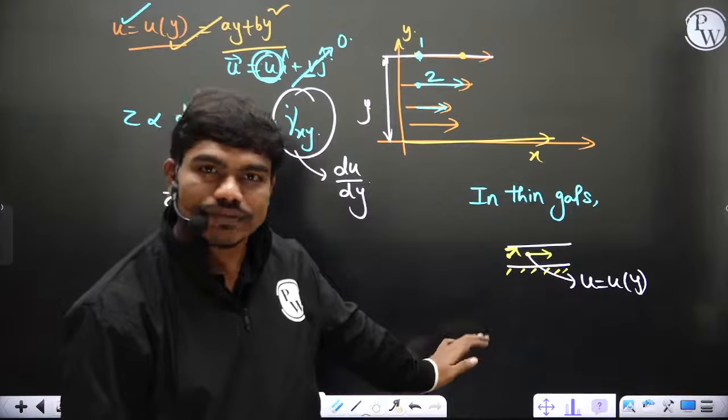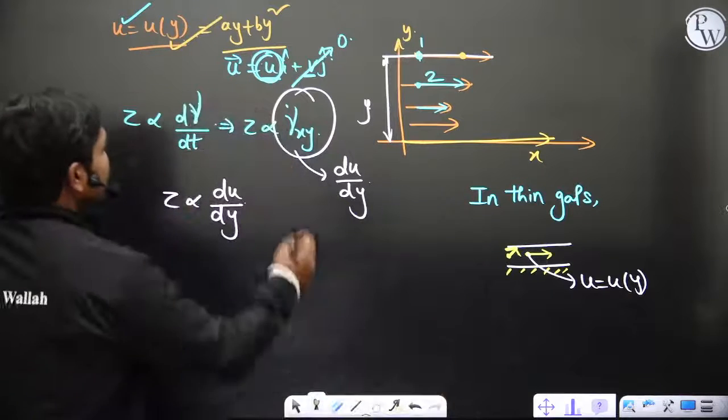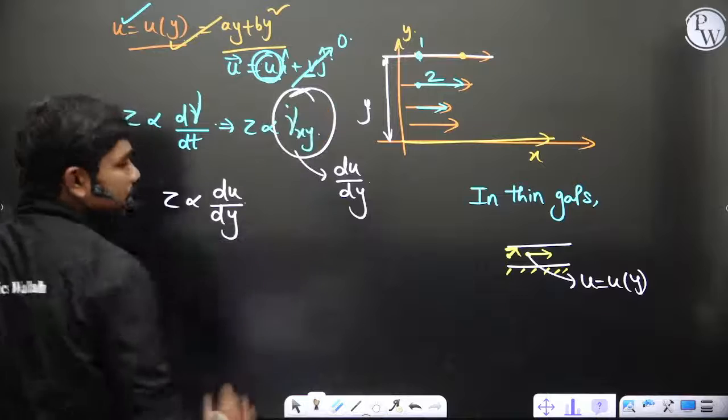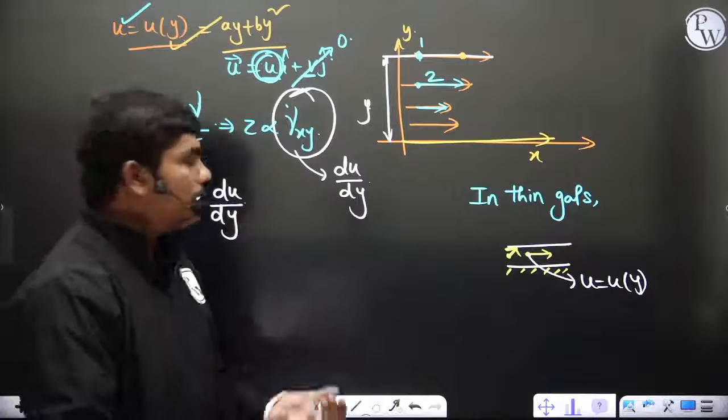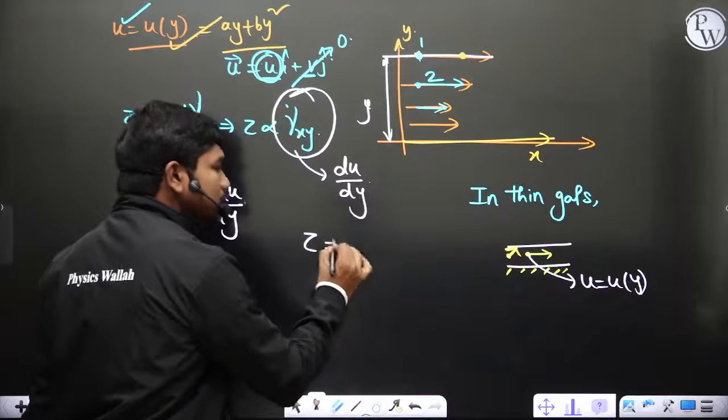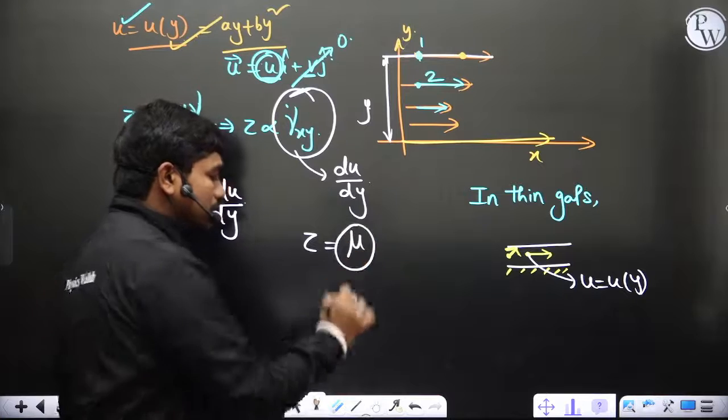This is also valid for ideal fluid. Yes, in case of ideal fluid, definitely this shear strain rate will be valid, but shear stress will actually be 0 because of one proportionality constant, okay?